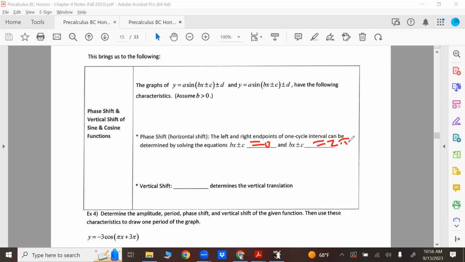And then this one would be Bx equals 2 pi plus or minus C, divided by B after that. Yeah, my apologies. I didn't do that. And that kind of makes sense, because that's 2 pi over B, which is the period, plus or minus C over B, the starting point. So I hope that clarifies it. We're good. Okay. I think we can move on to part 4.